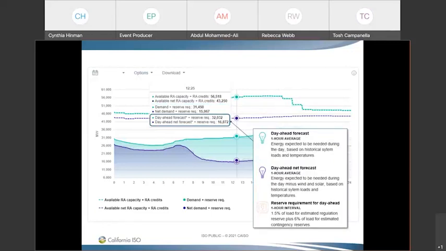Finally, those lighter dotted lines are the day-ahead forecast plus reserve requirement and the day-ahead net forecast plus reserve requirement. These are forecasts based on historical data. And of course, the net one deducts the wind and solar. Both of these forecasts take into account the reserve requirement determined based on the percentages that you see in the box down there. So it's 1.5% of load for estimated regulation reserve plus 6% of load for estimated contingency reserves.